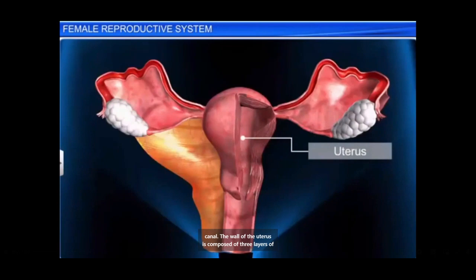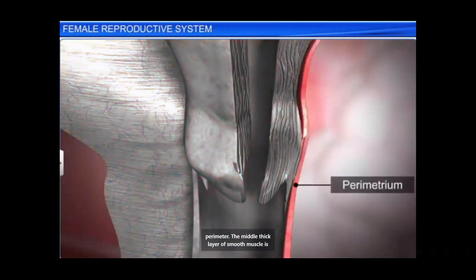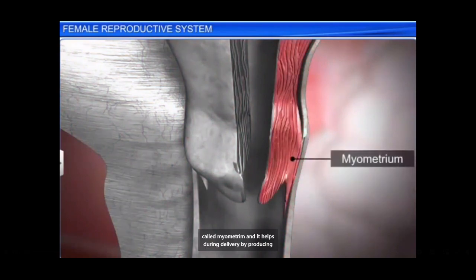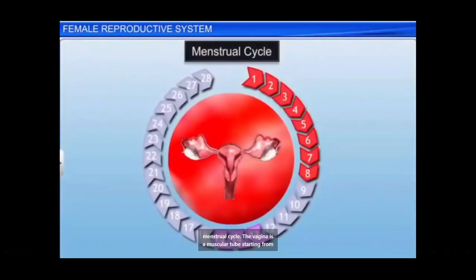The wall of the uterus is composed of 3 layers of tissues. The outer thin membranous layer is called the perimetrium. The middle thick layer of smooth muscle is called the myometrium, and it helps during delivery by producing strong contractions. The inner glandular layer is called the endometrium, and it undergoes cyclical changes during the menstrual cycle.